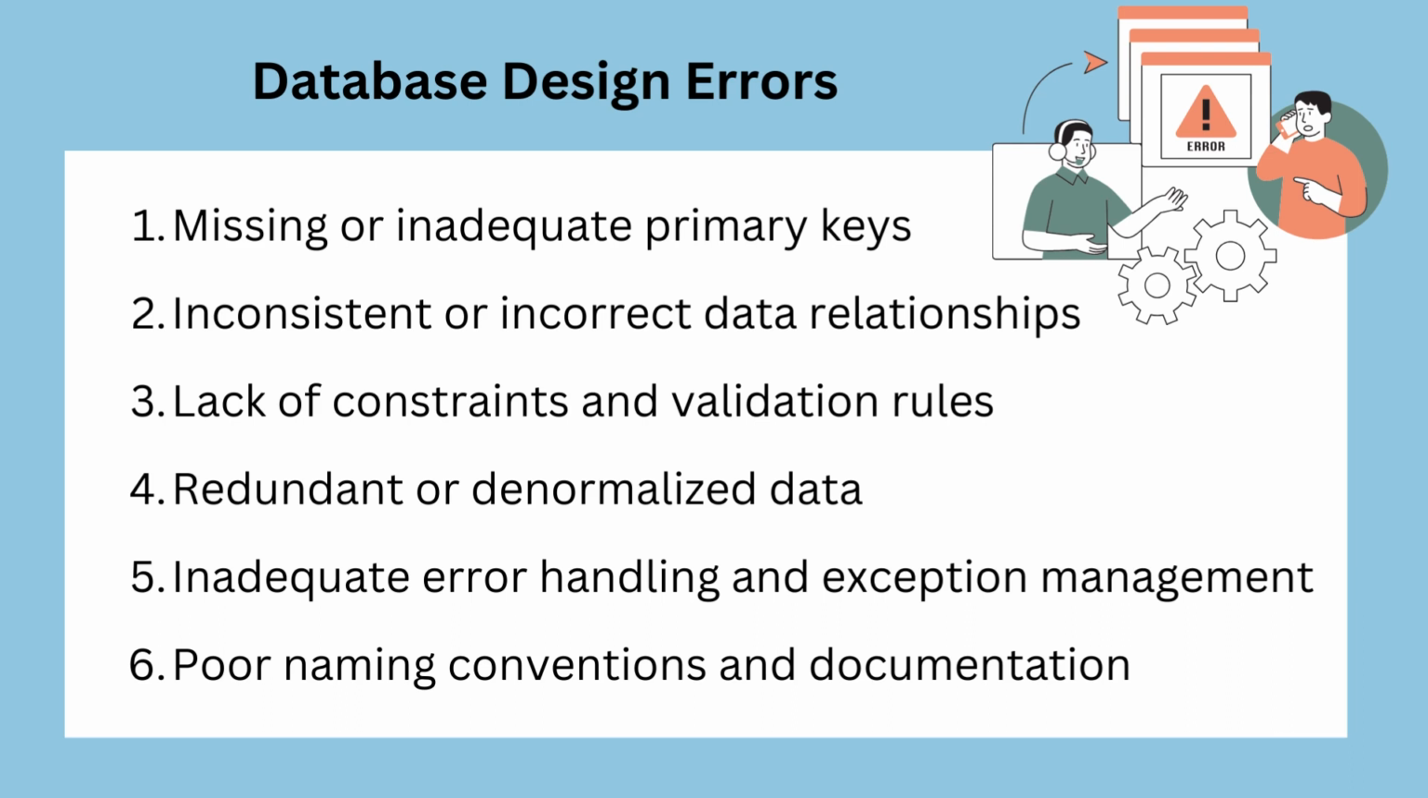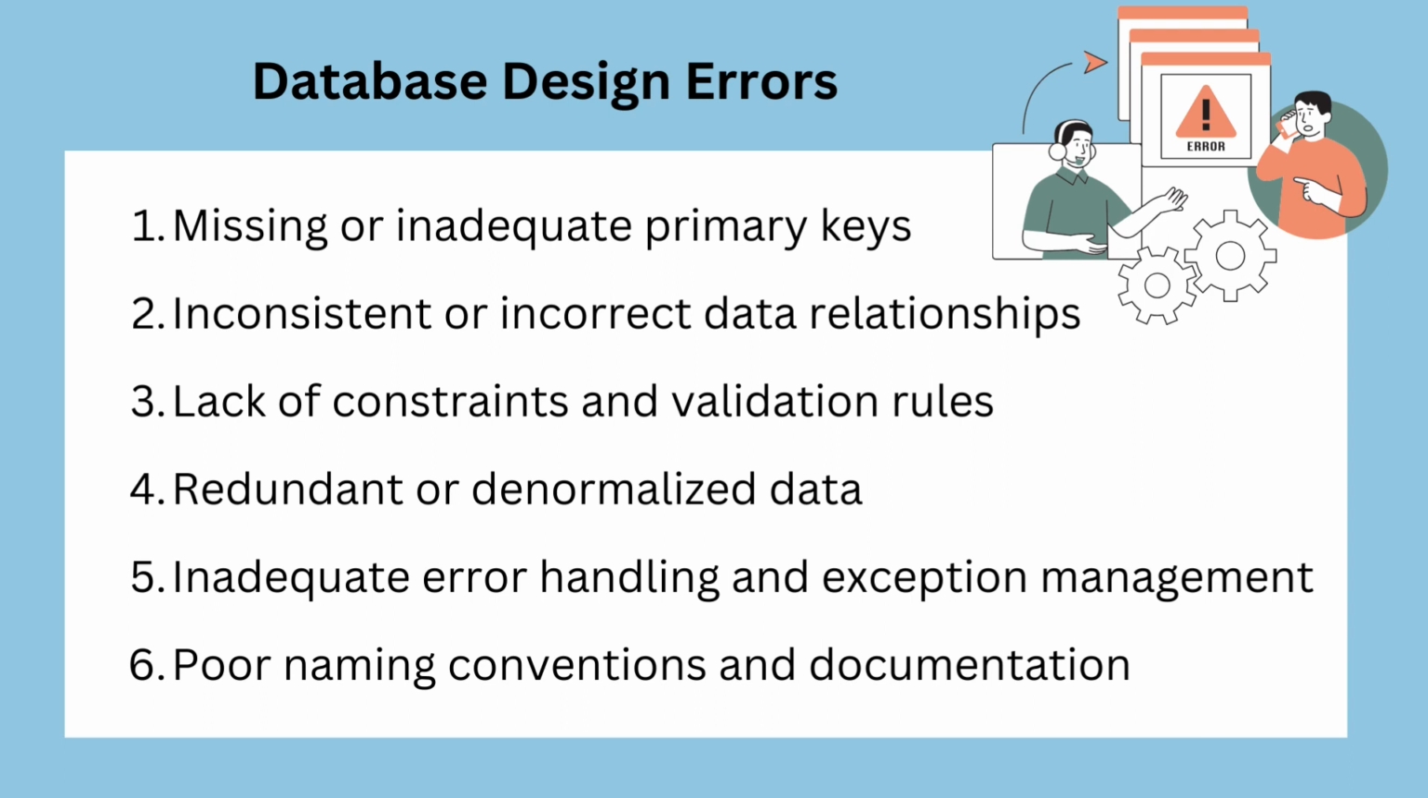Number two is inconsistent or incorrect data relationships. The relationships between tables should accurately represent the associations between entities in the real world. Design errors can include missing relationships, incorrect cardinality, that means one to one or one to many, etc., or improperly defined foreign keys. Such issues can lead to referential integrity problems and incorrect data retrieval.